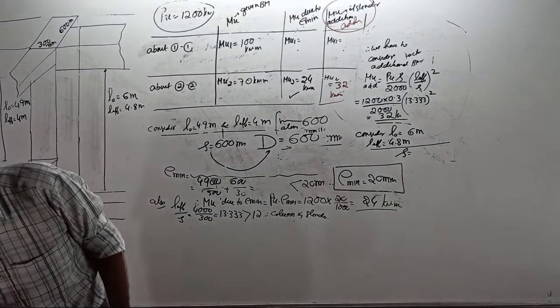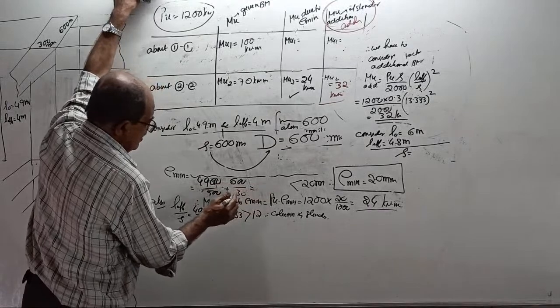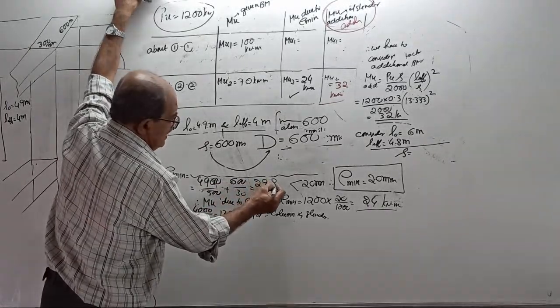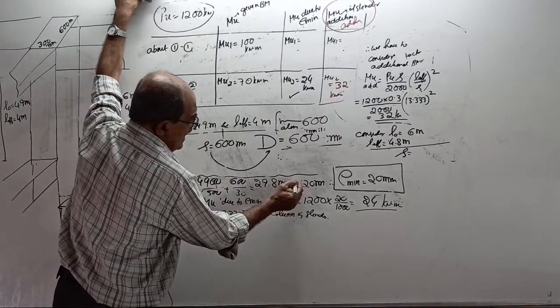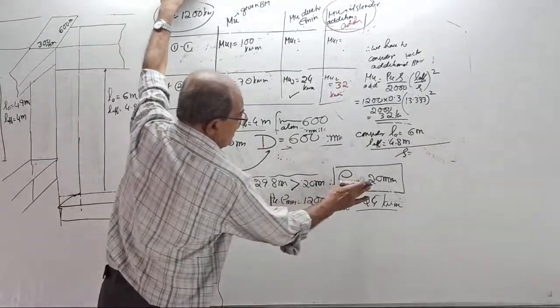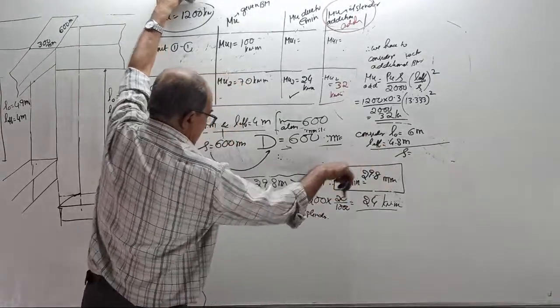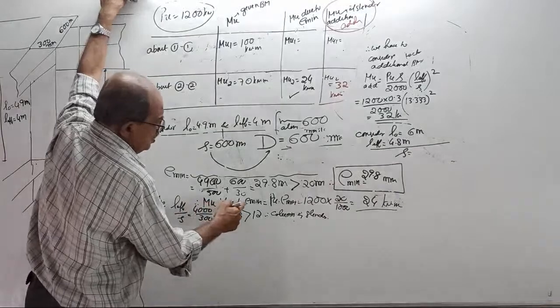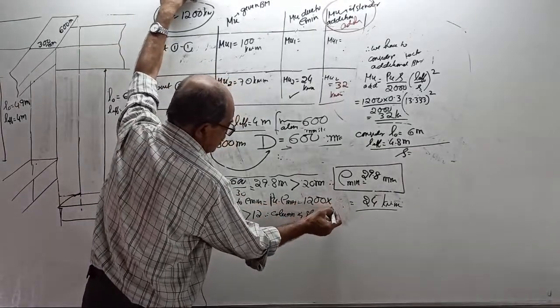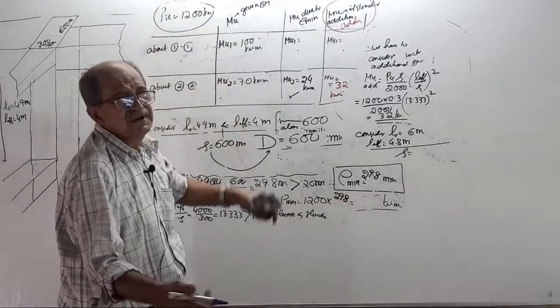How much? 29.8. Now you are telling. E minimum is, okay, 29.8 millimeter. That is more than 20 mm. So, E minimum to be considered is how much? 29.8 millimeter. And also, Mu due to E minimum is 1200 into 29.8. What is the answer?